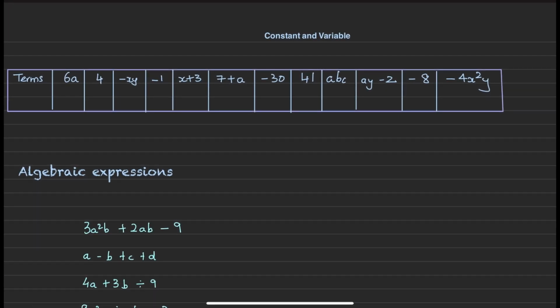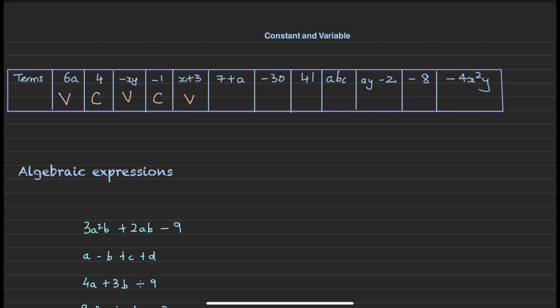The very first one, 6a. This is how I'm going to go. So the first one, what is the first one? It has a in it, so it is a variable. 4 is a constant, it's just a number. So constant is just a number, variable is letters along with the number or letters by itself. Minus xy, variable. -1, constant. Variable.